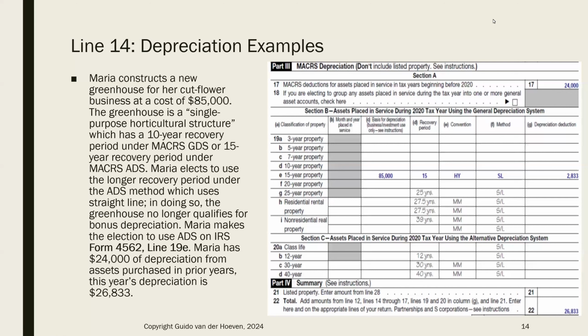Now you'll notice up on line 17, just above that, that we've got Section 179 deductions for assets placed in service in tax years beginning before 2023. That's at $24,000, and that's part of the illustration that we've got there in the story. And so Maria's total depreciation in this example is going to be $26,833. I get that from the $2,833 plus the $24,000.